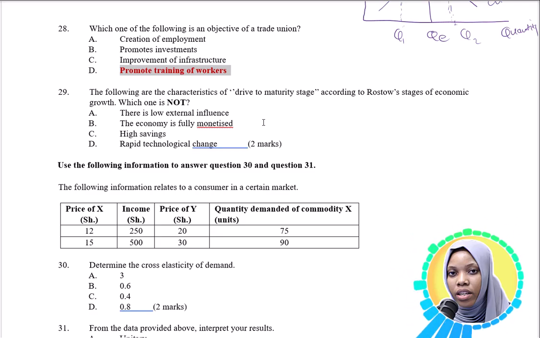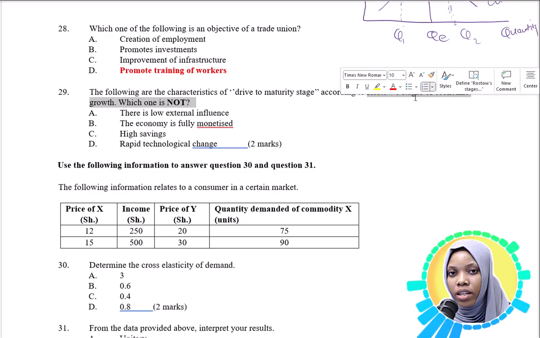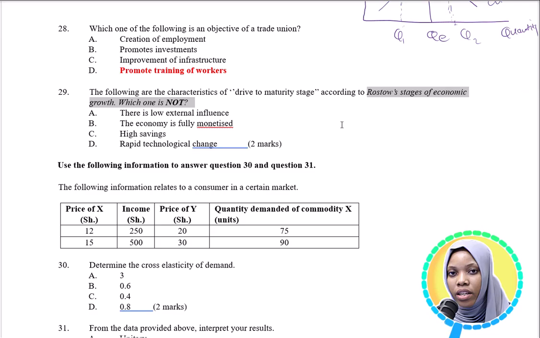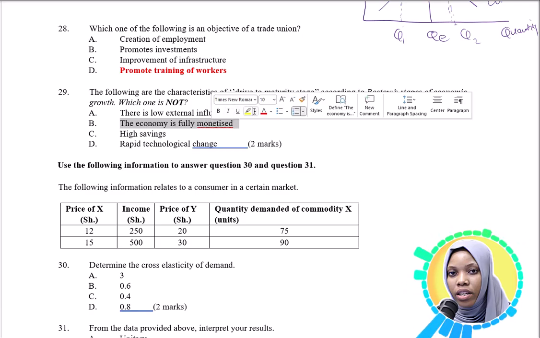Here I'm going to let you read further on Rostow's stages of economic growth, but I'm going to give you the answer directly. The answer that is not a part of the drive to maturity is: the economy is fully monetized. I'm going to let you read further on that, and we are going to go to the next question.